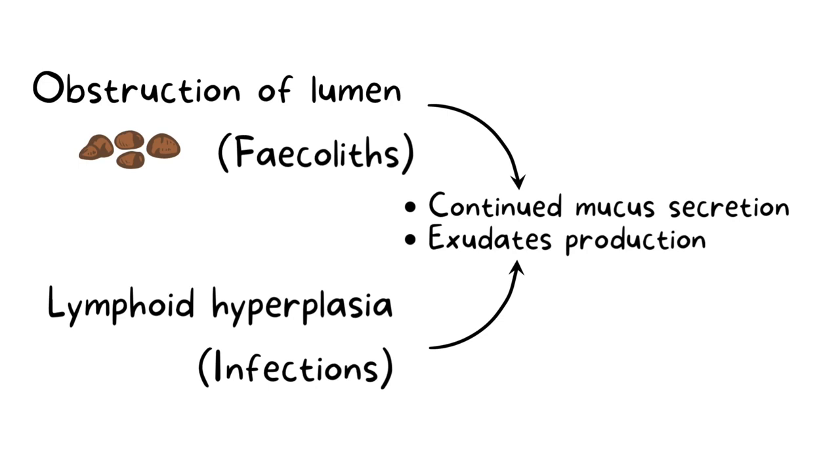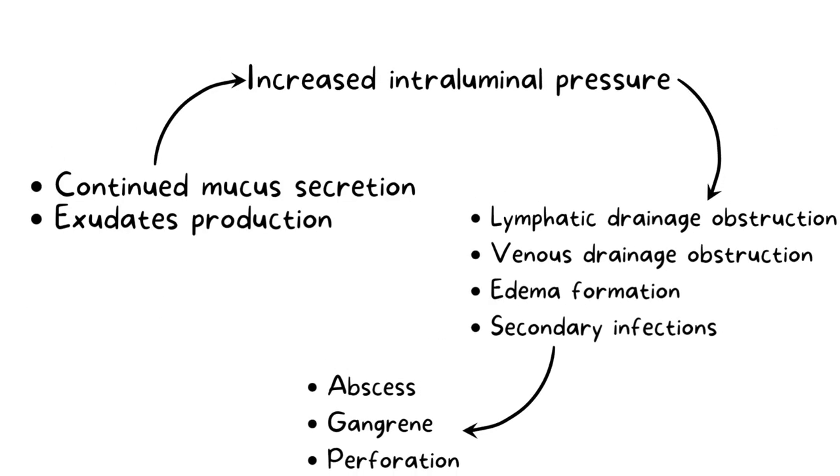Because of the obstruction, there will be continuous mucus secretion in the appendix, which cannot go out of appendix, which can get infected, and exudate production might occur, which is pus production inside the appendix, and this cannot leave out of the appendix because of the obstruction. This leads to increased intraluminal pressure inside the appendix, because of which lymphatic drainage and venous drainage will be impeded. So appendix begins to swell and gets edematous and develops secondary infections by bacteria.